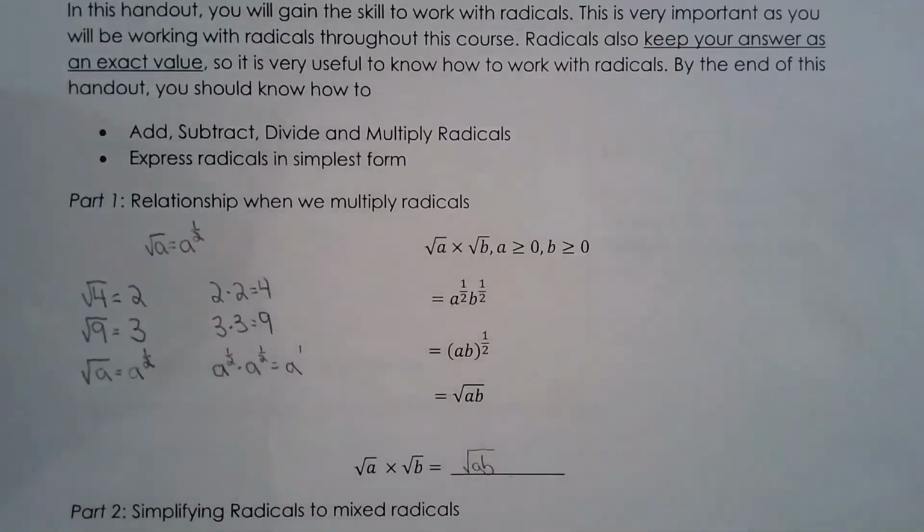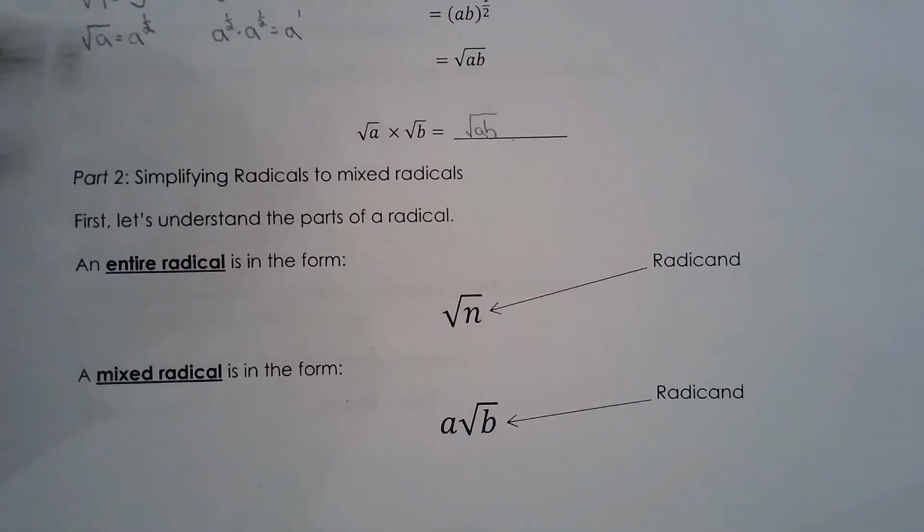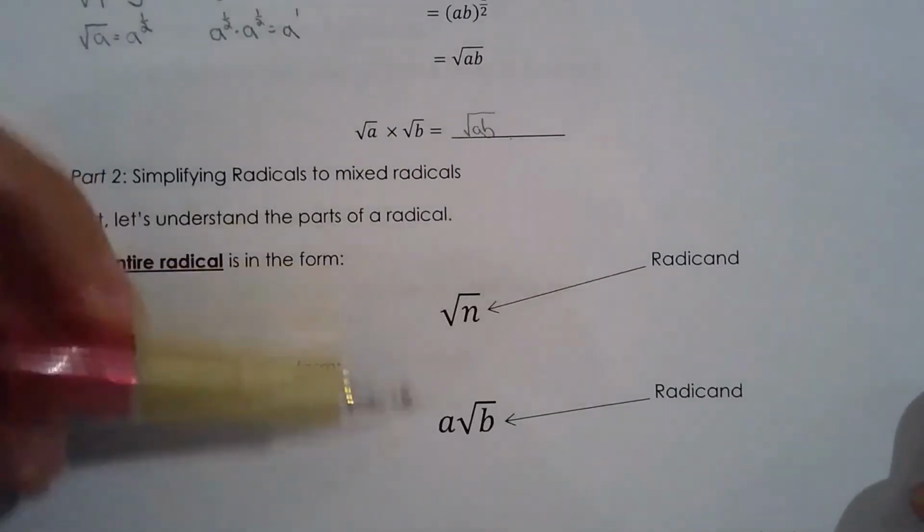All right, so now we need to learn some terminology here. What we have here is called an entire radical. The number or expression under the radical is called your radicand. Now, if possible, we want to express the radical as a mixed radical. This is considered to be in simplified form, and we are going to learn how to convert from an entire radical to a mixed radical. It's not always possible to make that transition, but if it is possible, we prefer to express it as a mixed radical.